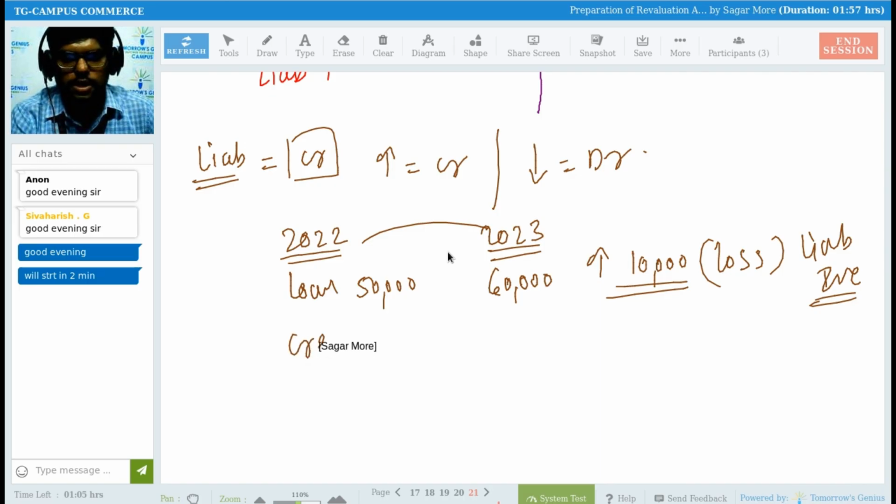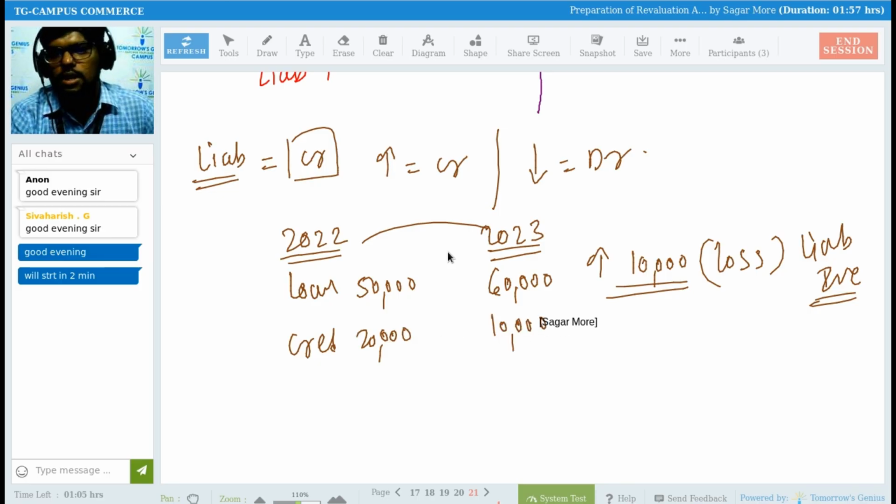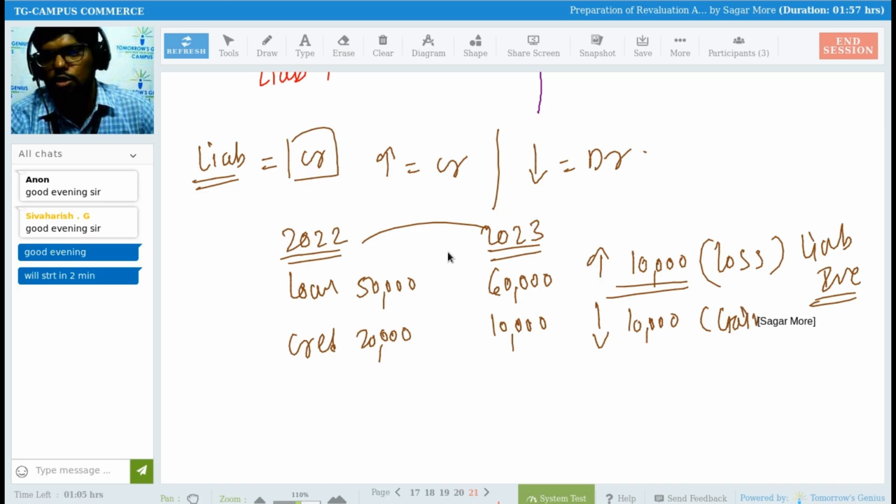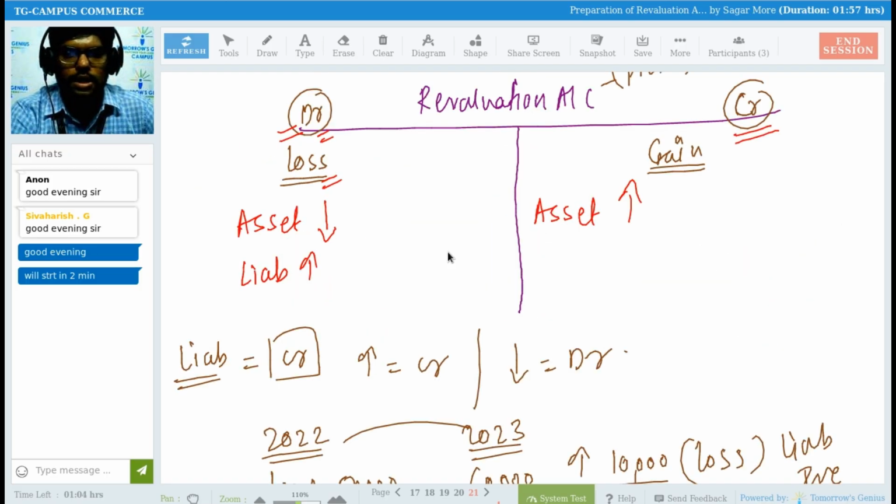For example, in 2022 creditors were 20,000. Now creditors are 10,000. It means your creditors decreased by 10,000. So if your liability decreased by 10,000, obviously it's a gain for you, right? Because liability decreased, you have to record it on the credit side of the revaluation account. It's a gain for you, right or wrong? Understood this concept?